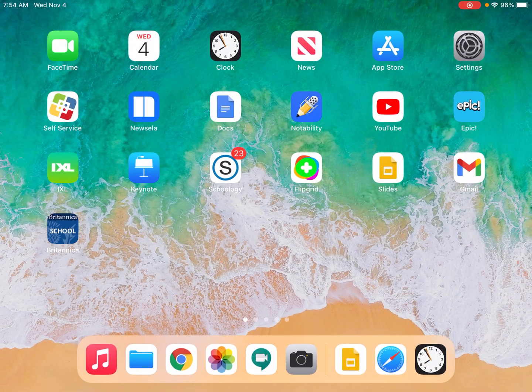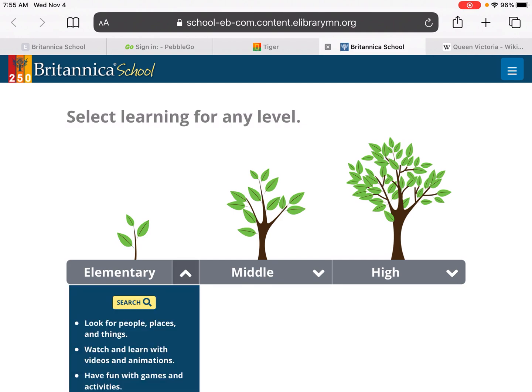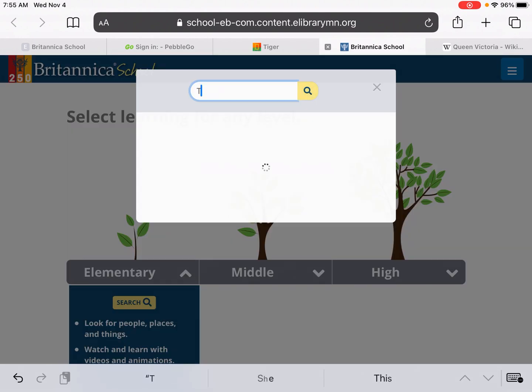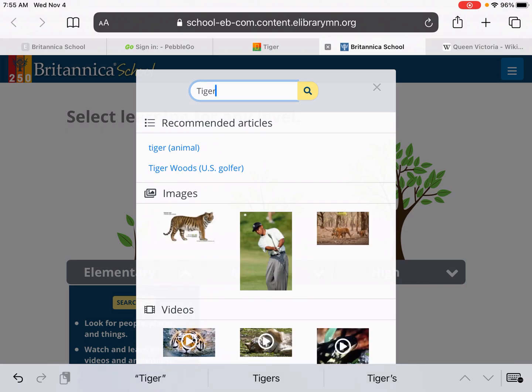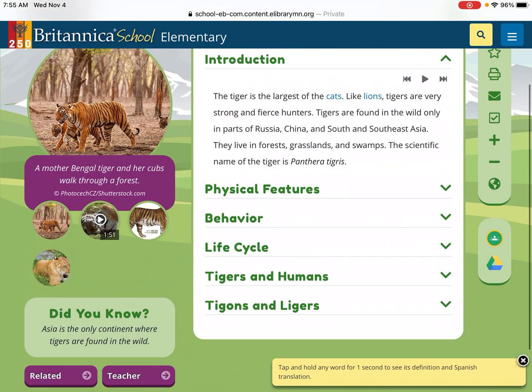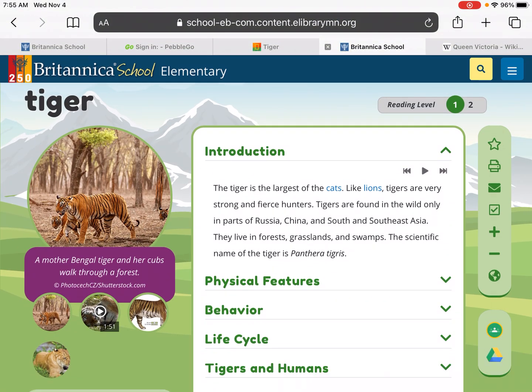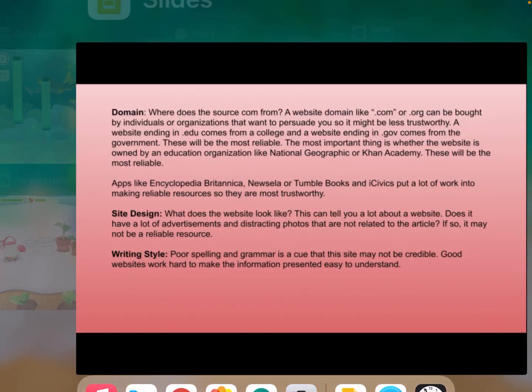It doesn't have to be a website. It might be an app. If I'm looking at an app like Britannica, this is going to be a really reliable article because Britannica's main job is making articles for us to read about science and history. So the Britannica app would be a very reliable source.